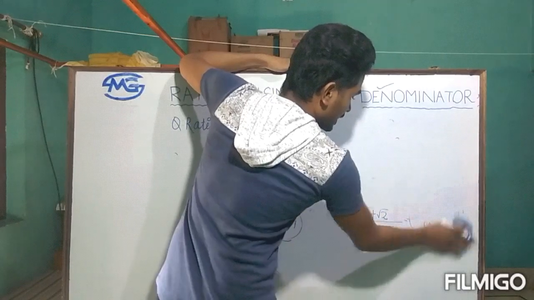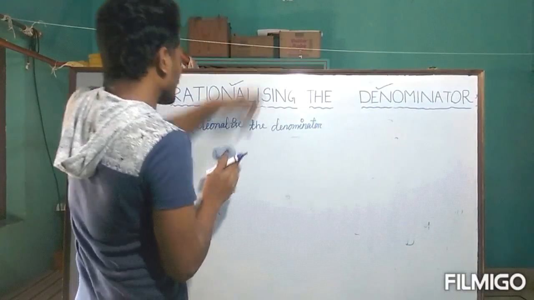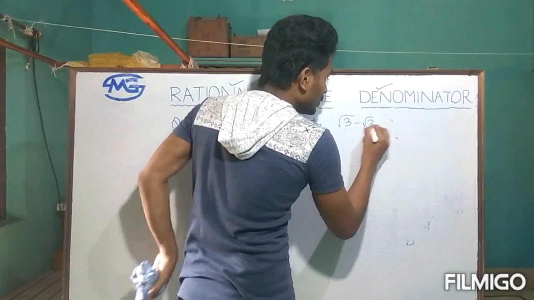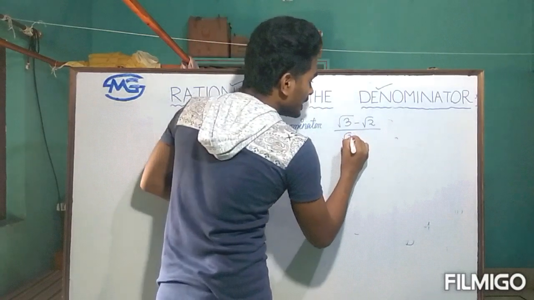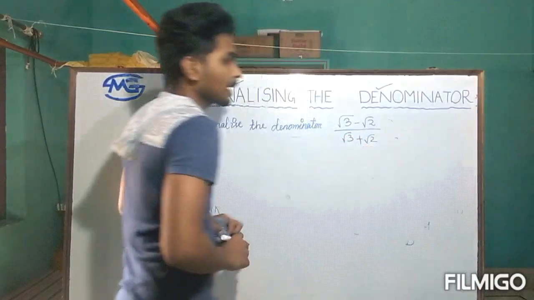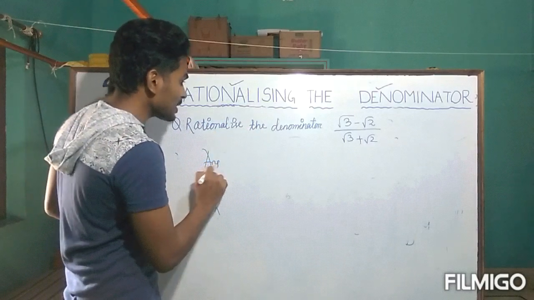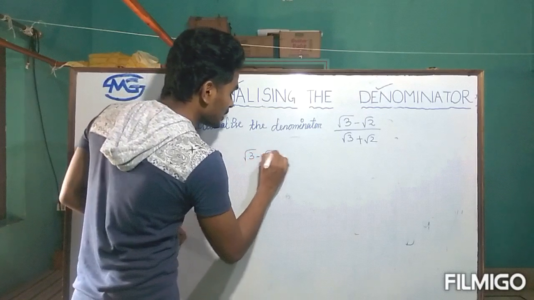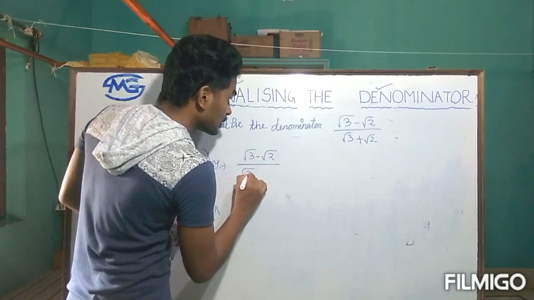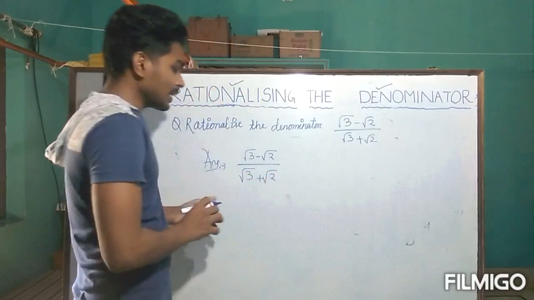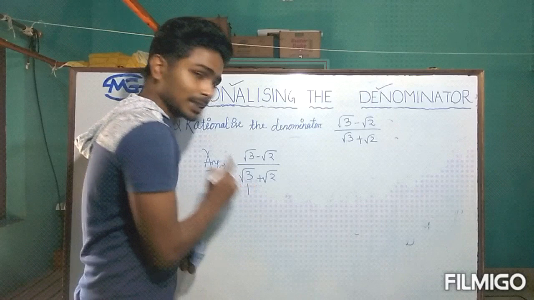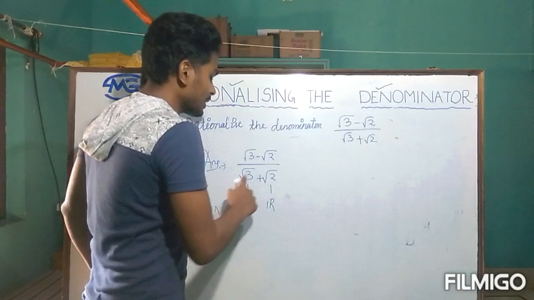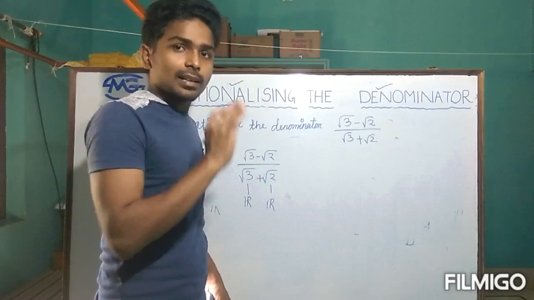It is quite easy. Rationalize the denominator of root 3 minus root 2 divided by root 3 plus root 2. Here also we have to rationalize only the denominator. So first write the question, divided by root 3 plus root 2. Here the denominator contains two terms, one is root 3, another is root 2. It is also irrational. Addition of two irrational numbers is also an irrational number.